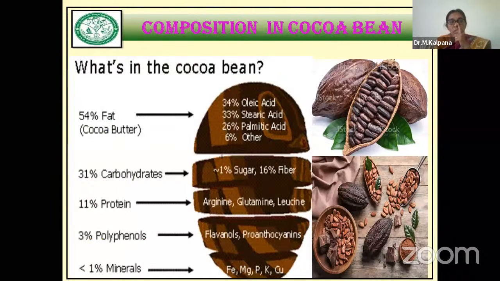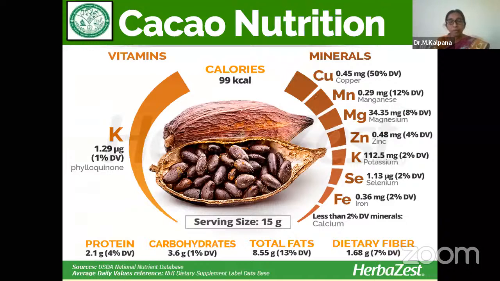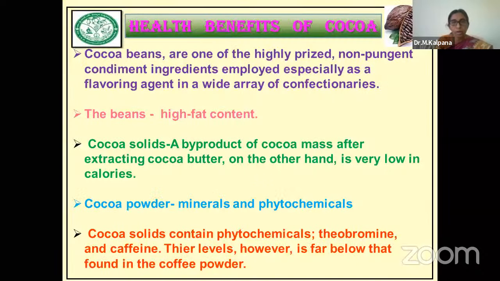So coming to its composition, mostly this cocoa bean is very rich in fat content, which is having 54% of fat and 31% of carbohydrates, along with 11% of the proteins and 3% polyphenols and less than 1% of minerals. These are very important for health, and also it's a very relishing beverage that has been widely used in all age groups. It is rich in fats, carbohydrates, proteins, dietary fibre, vitamins and minerals. How much quantity is distributed in the cocoa has been given.